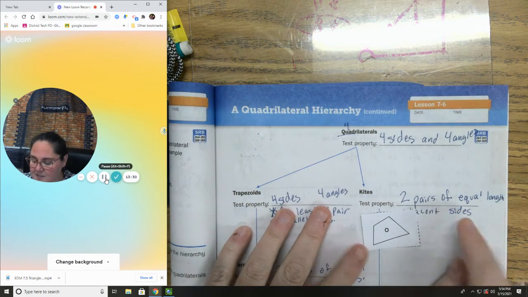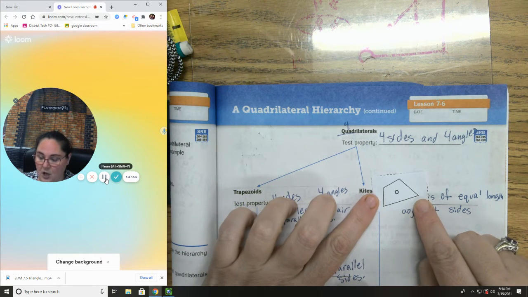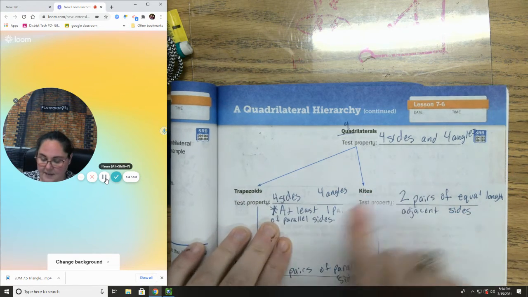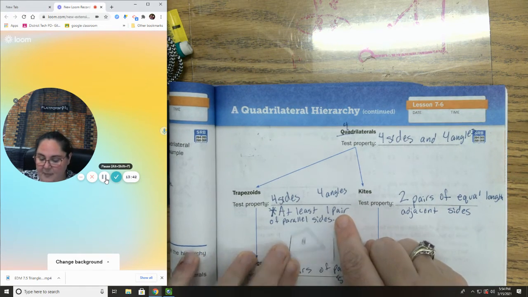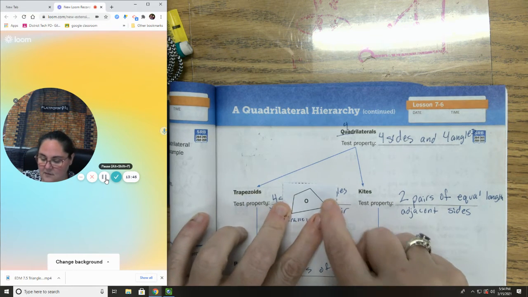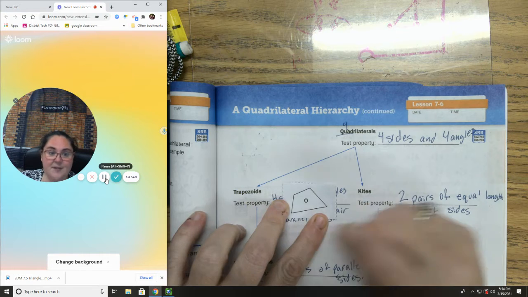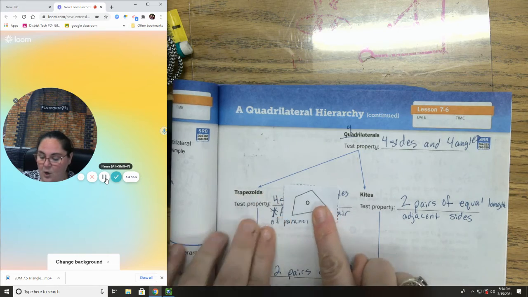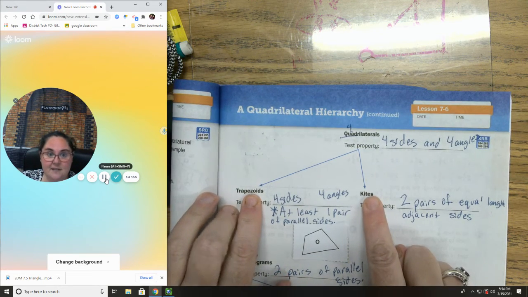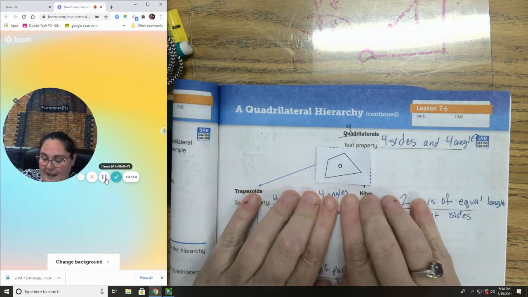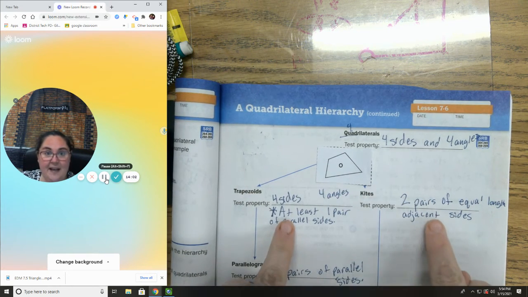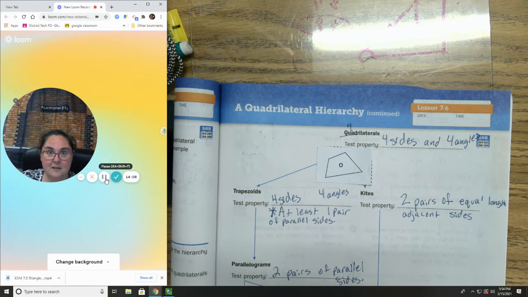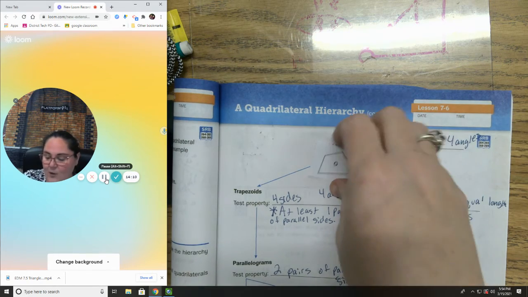Let's move to the next. Does it have 2 pairs of equal adjacent sides? No, this one and this one are not the same. Nope, sure doesn't. Okay. Does it have 1 set of parallel sides? Well, that's not parallel, and neither's that. So no. So this shape right here, shape O, is not a trapezoid or a kite. This is just a quadrilateral. If it doesn't meet these criteria, then it can't be one of those, and it can't be anything lower. Does that make sense? So O is a quadrilateral.